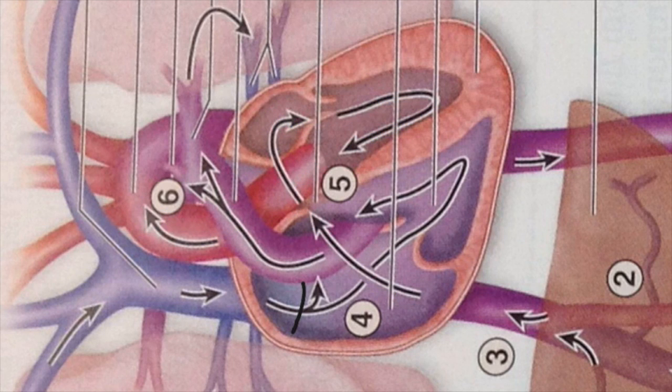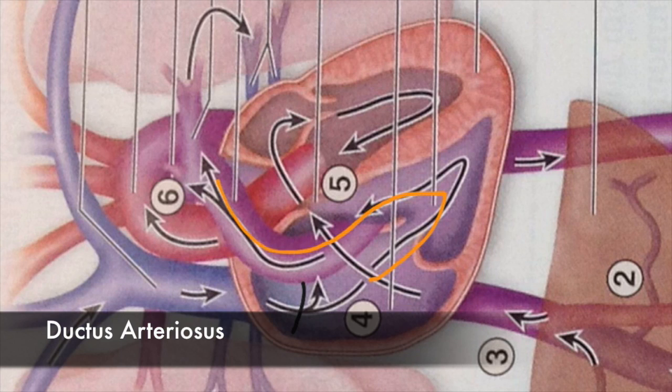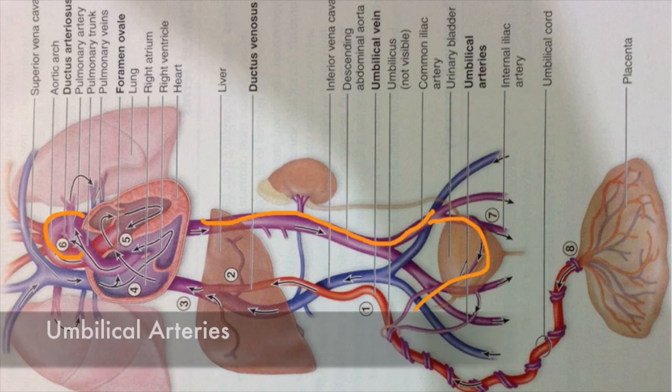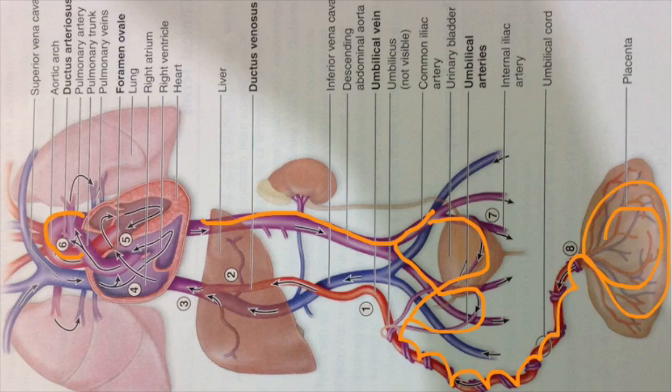A small amount of blood enters the right ventricle and the pulmonary trunk, but much of this blood is shunted from the pulmonary trunk to the aorta through a vessel detour called the ductus arteriosus. The deoxygenated blood returns to the placenta through a pair of umbilical arteries. Nutrient and gas exchange occurs at the placenta.